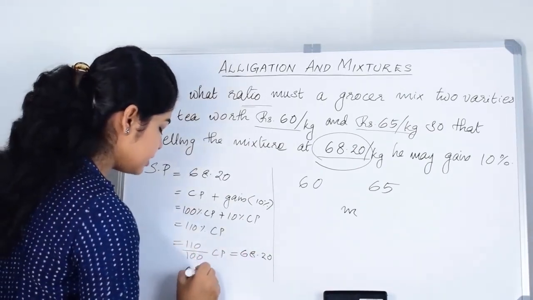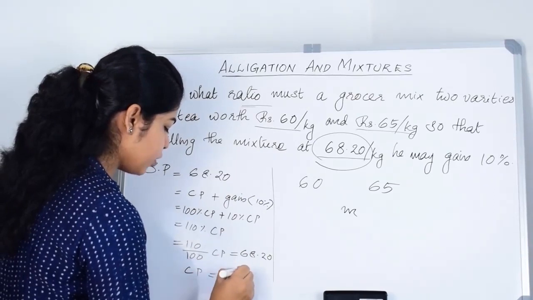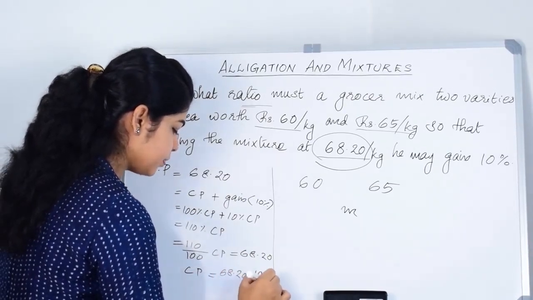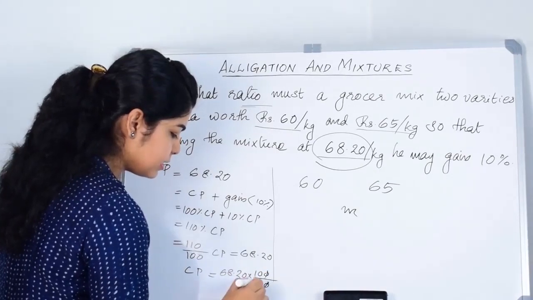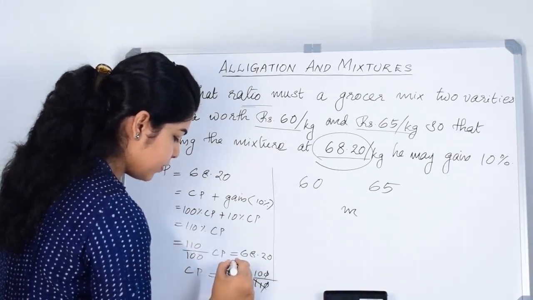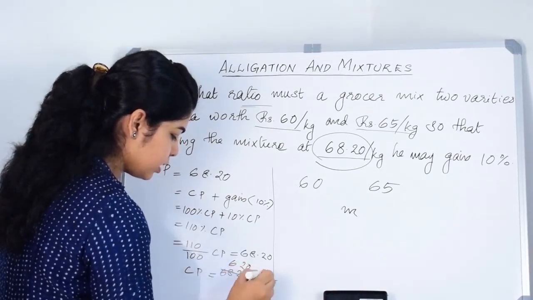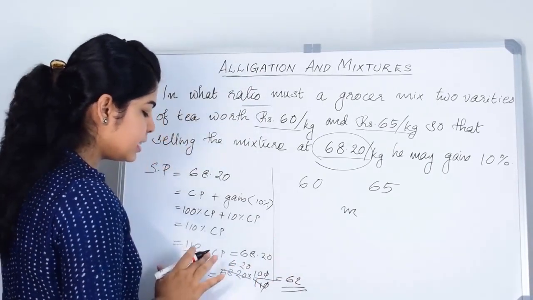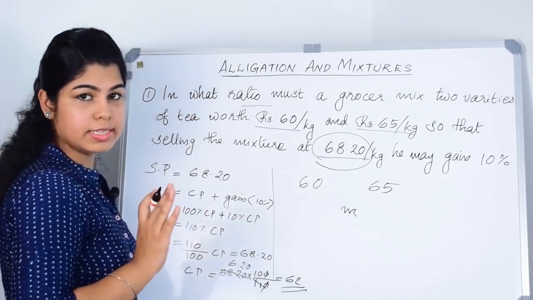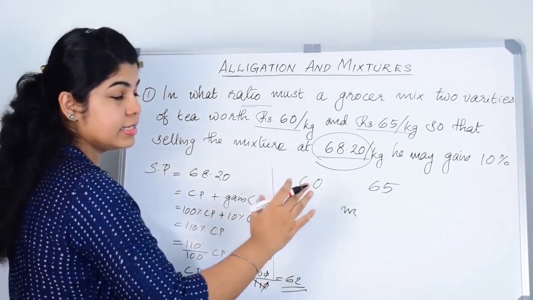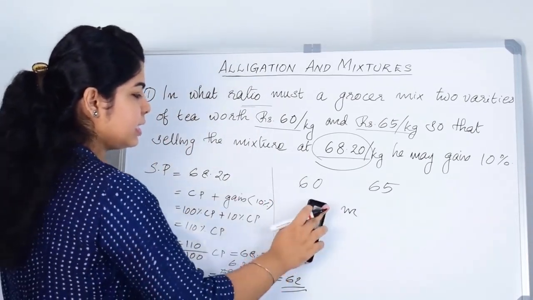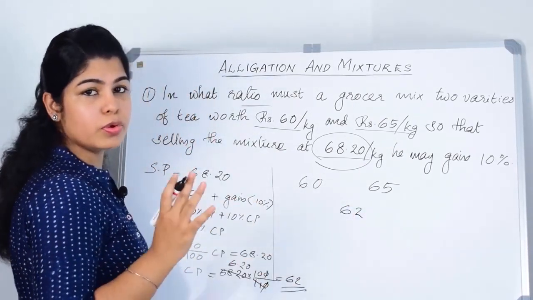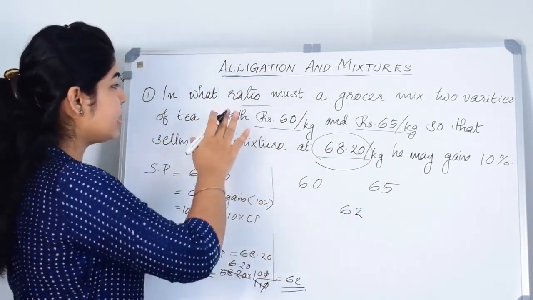Now we can find CP from this equation. So CP is equal to 68.20 into 100 by 110. So by cancelling this and by cancelling this value by 11, we will get 6.20, then into 2, the final answer will be 62. That is, the CP of the mixture is 62. And now we can write it as the mean price. So I am writing it here, 62.